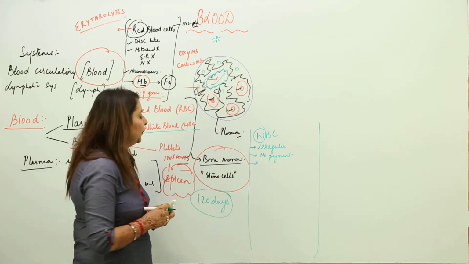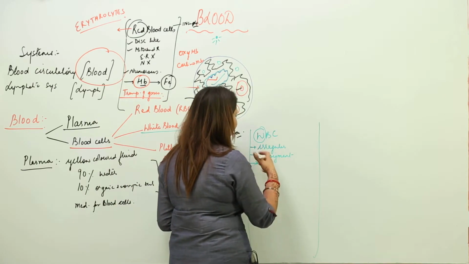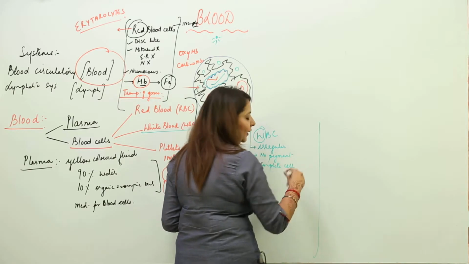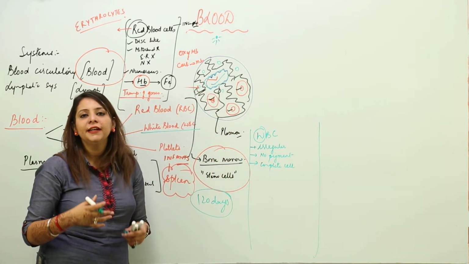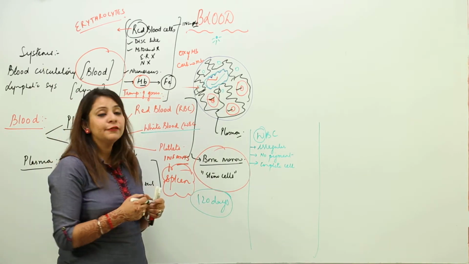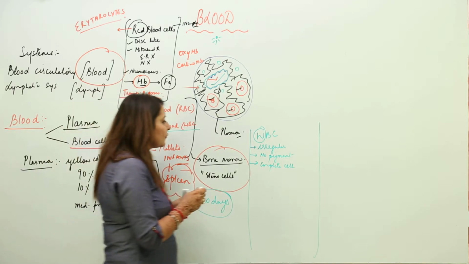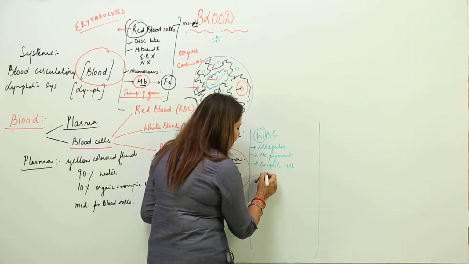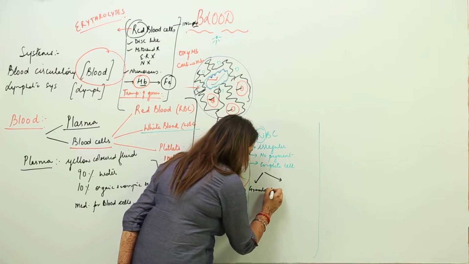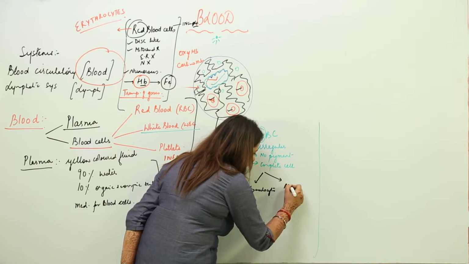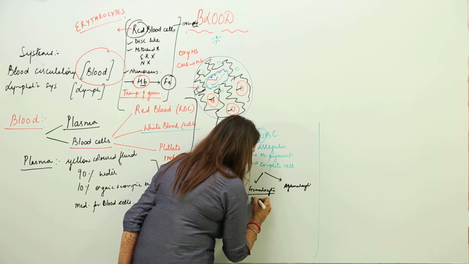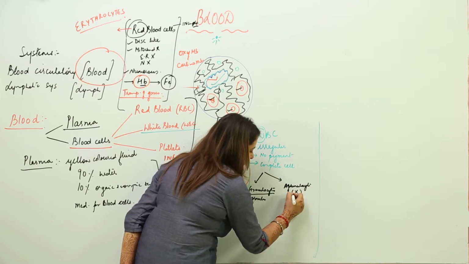It has no pigment. And moreover, if we talk about what it contains, it is a complete cell. It contains everything: nucleus, mitochondria, endoplasmic reticulum, all organelles. Now there are different types of WBCs. WBCs are of two types. One is granulocytes, the other is agranulocytes. As the name suggests, they will have granules and they will not have granules.